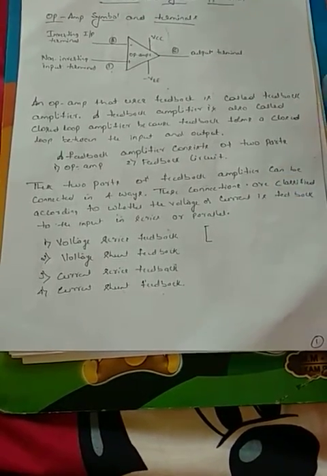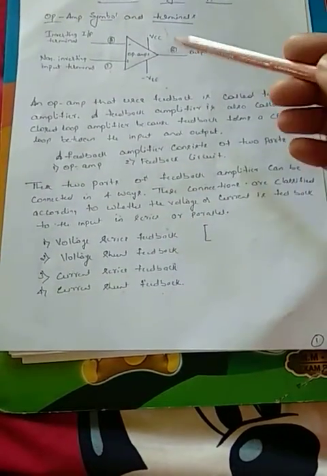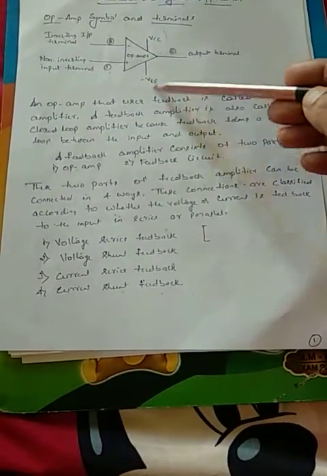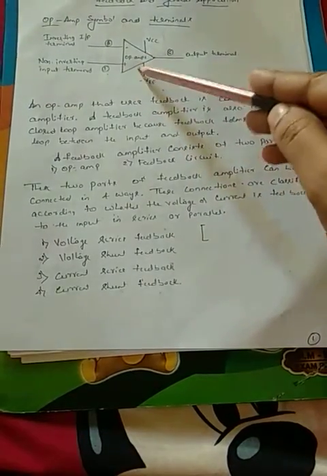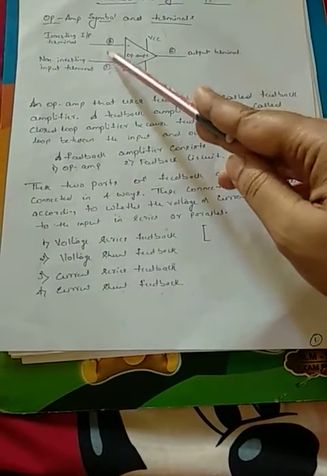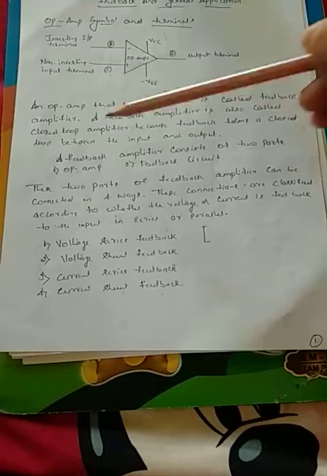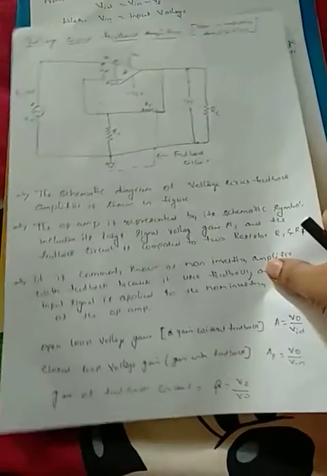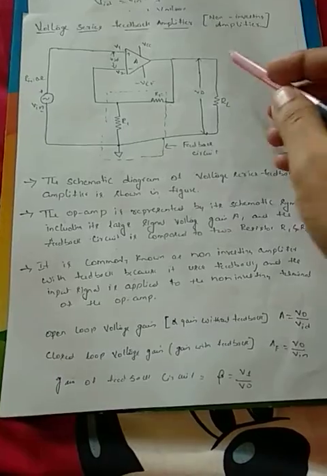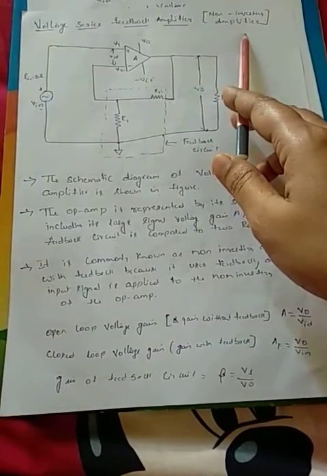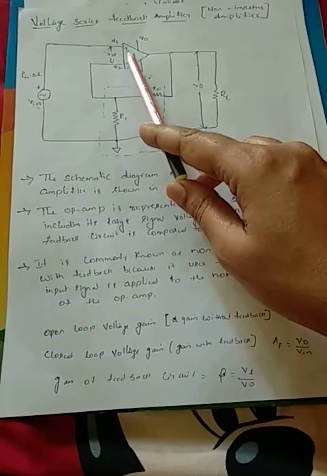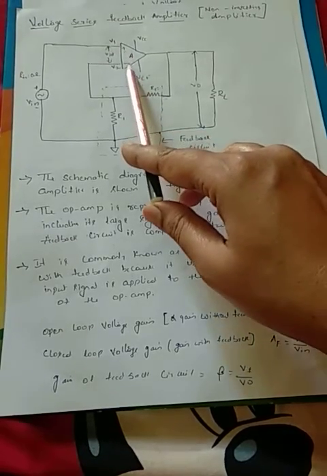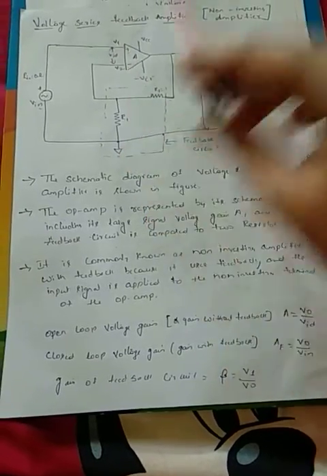Now we'll see what happens when negative feedback is introduced in the op-amp, that is how the op-amp behaves if we introduce negative feedback. The first one is the voltage series feedback amplifier. It is also called the non-inverting amplifier. Why? Because we are applying the input to the non-inverting terminal, where the plus sign is the non-inverting terminal and the minus sign is the inverting terminal.